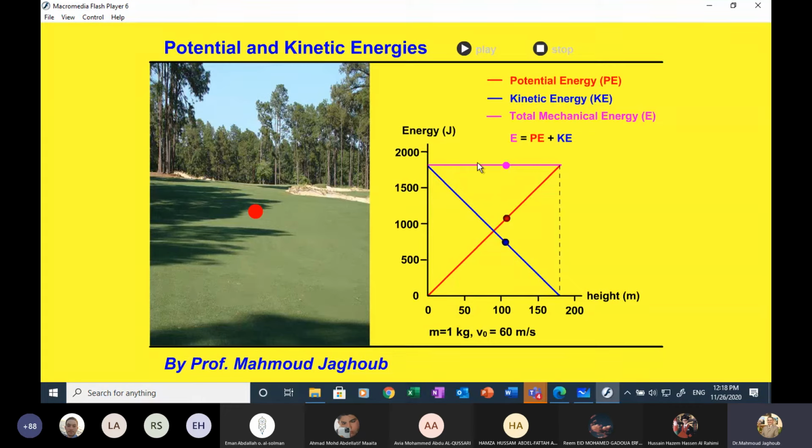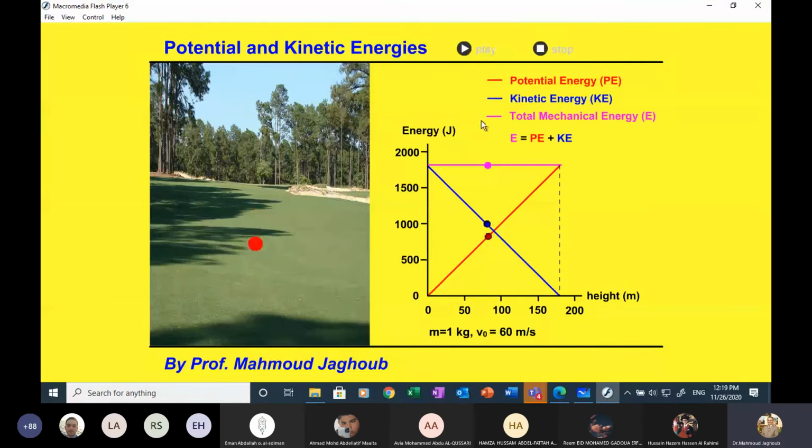This represents the total mechanical energy. Note that it is constant. No matter where it is, at maximum height, 10 meters below maximum height, just before it hits the ground, the total mechanical energy is constant. Why? Because I am assuming here that we don't have frictional forces, only the weight acts. So the sum of the potential energy plus kinetic energy always equals the constant value of the total mechanical energy, with potential energy which I call U, and kinetic energy which I call K.